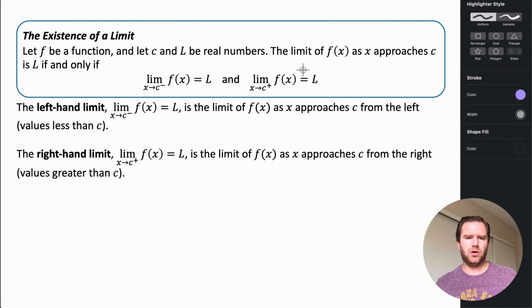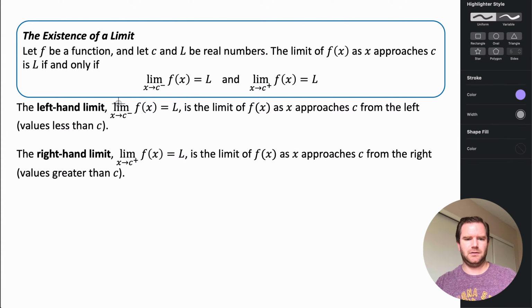So if you recall, in order for a limit to exist, both the left and right side have to be approaching the same number. And so this left-hand limit and the right-hand limit have to be equal. So you can see that we note that notation here.